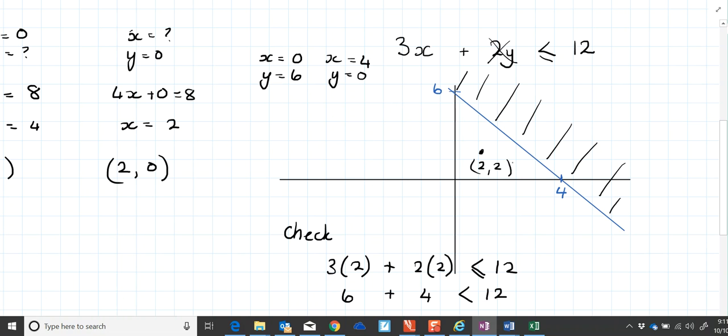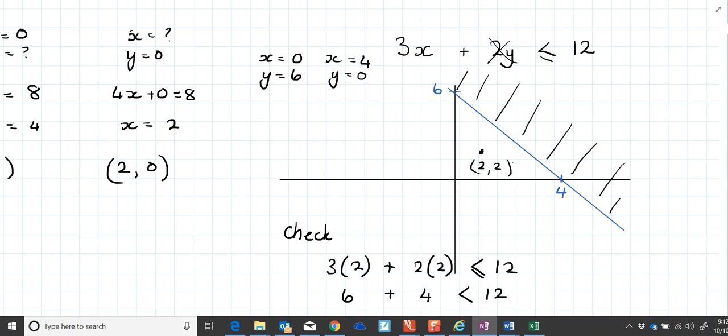So anything in the shaded region is out. You cannot use it. It does not match our inequality. You can also try it just by staying in the equation and doing what I think you did last class or two classes ago.